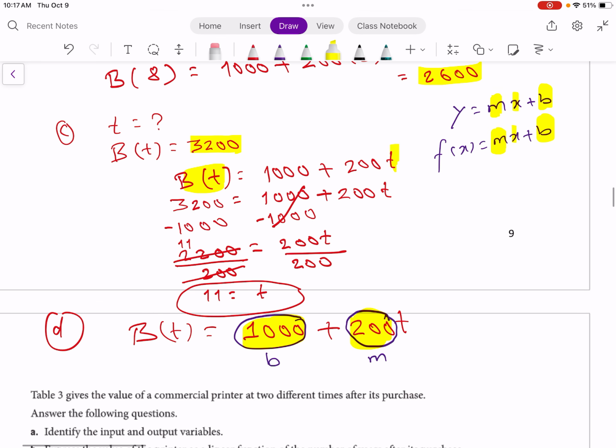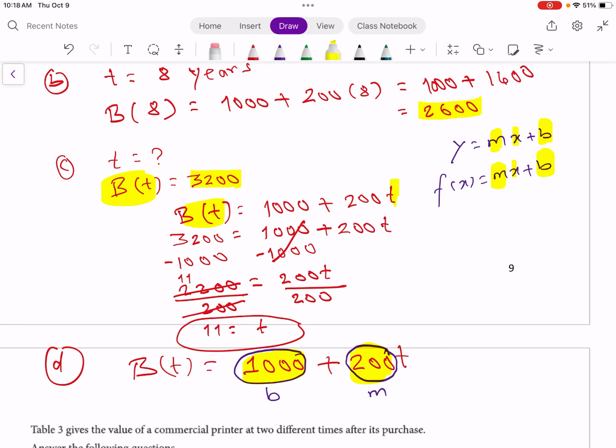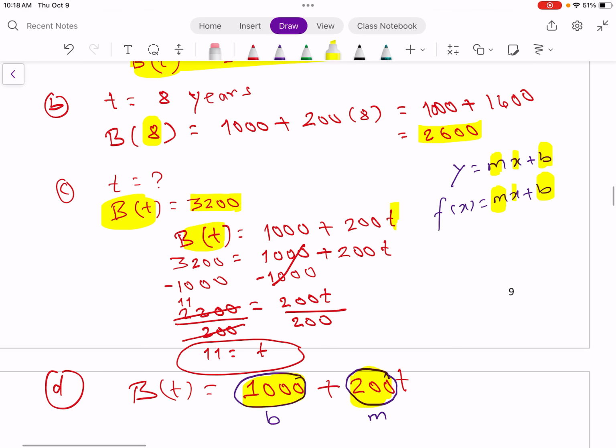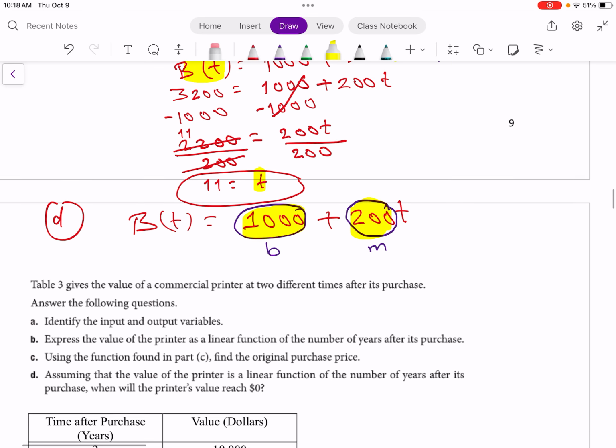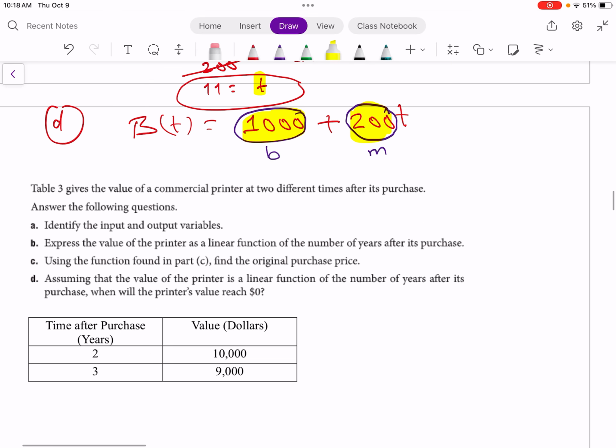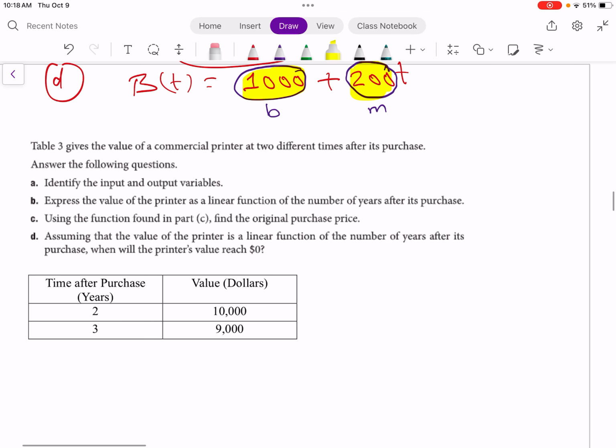Now this is how we can use our linear function. Using this linear function, we were able to calculate her bonus after 8 years, and we are also able to calculate time. So this is how we can use linear functions in our real life problems. Any question for this part? Okay, now let's go to the next one.